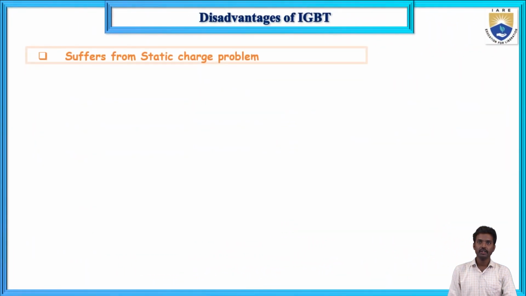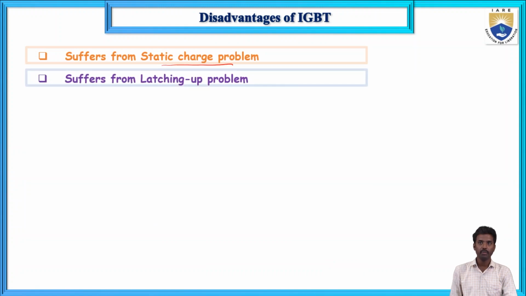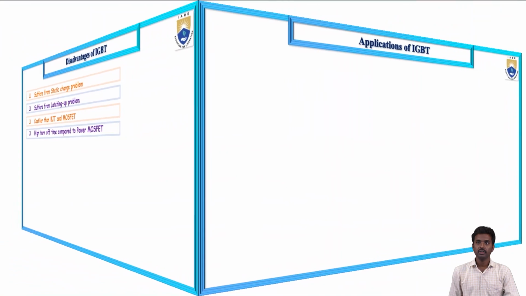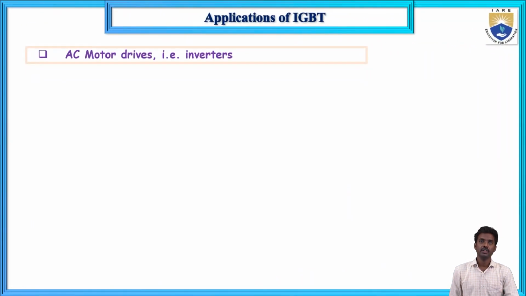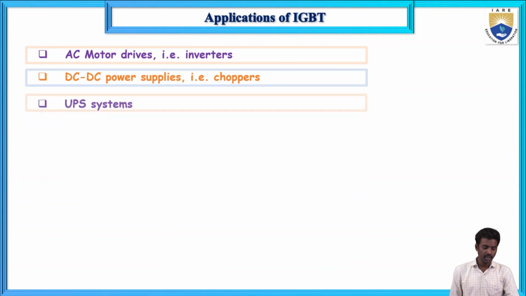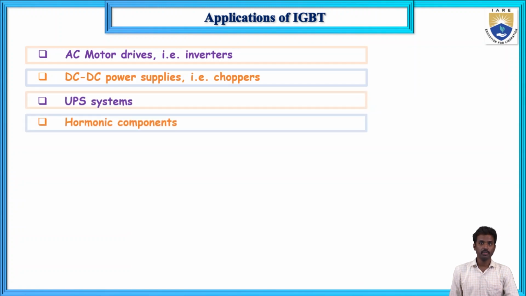What are the disadvantages? It suffers from static charge problems. It suffers from the latching up problem: once it is latched up, we cannot turn it off easily. It is costlier than BJT and MOSFET, and has a high turn off time compared to the power MOSFET. And what are the applications? It is used in AC motor drives, inverters, DC to DC power supplies, choppers, UPS systems (uninterrupted power supplies), harmonic components, relays, and contactors.